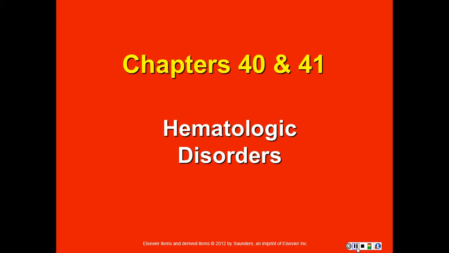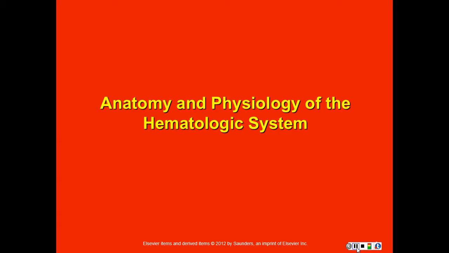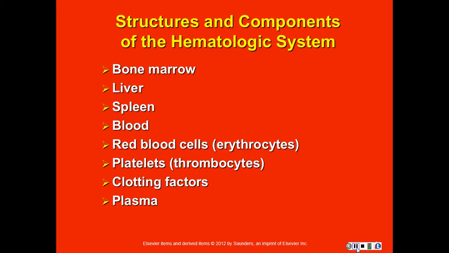So when we're talking about hematologic disorders, let's just do a quick review on the hematologic system. When we're talking about anatomy and physiology, these are your major structures and components of that system. The bone marrow, which is where we have primary production of red blood cells, white blood cells, and platelets. Okay. We find these production areas mostly in the spine, in the vertebrae, the ribs, the sternum, and then the long bones.